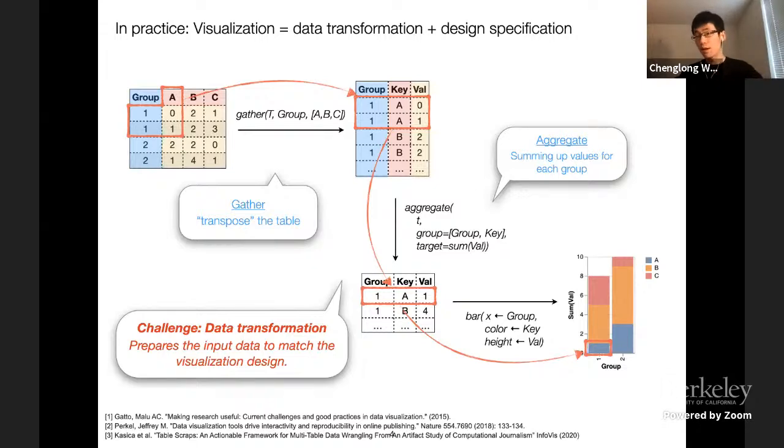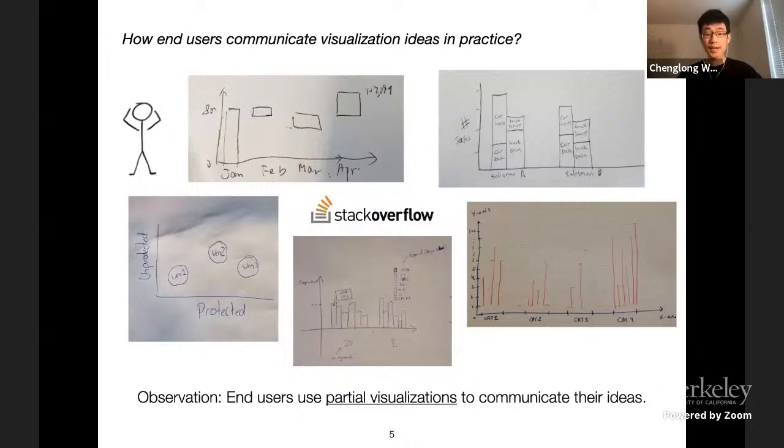So basically, motivated by the fact that many end users are able to communicate visualization ideas using partial visualizations. Essentially, when those people ask for help, they create a sketch, a partial visualization, to demonstrate how they want to visualize a few data points in the data set, and they ask the expert to generalize that to the full data set. So based on this observation, if we allow users to illustrate visualization ideas using partial visualizations, we can potentially allow them to bypass this visualization specification challenge.